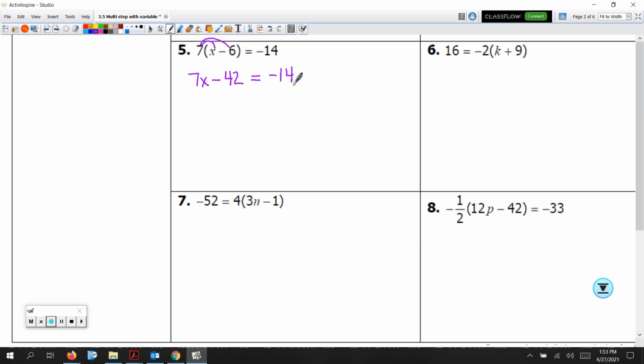At this point, it's a two-step equation, okay? We always do addition and subtraction first. So we're going to add 42. Or I should say we undo addition and subtraction first. 7x is equal to 28. Divide by 7, x is equal to 4.